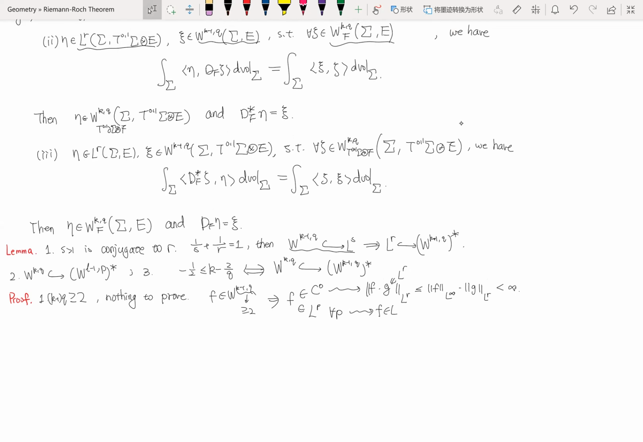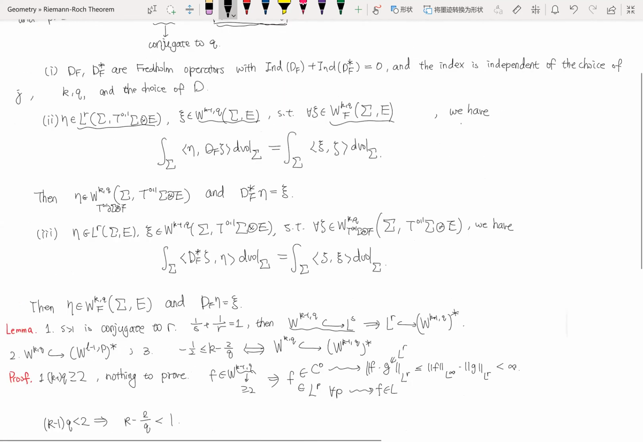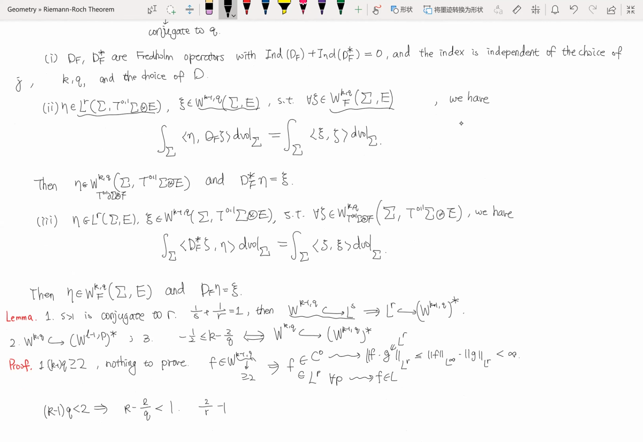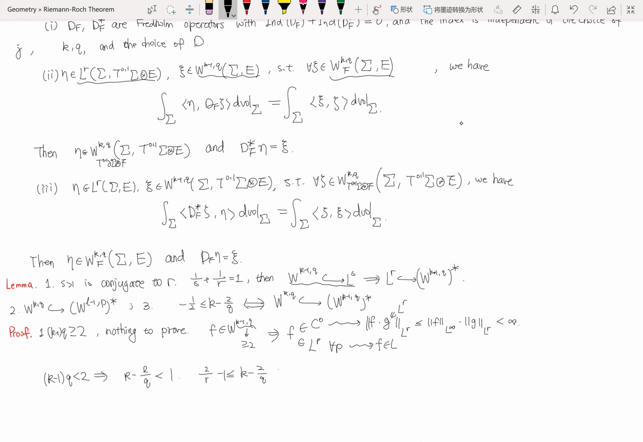So now we consider the case when K minus 1 times Q is bounded by 2. It's less than 2, and this implies that K minus 2 over Q is less than 1. Well, we have the relation of R, we have this relation. So this tells us that R over 2 minus 1 is bounded by K minus 2 over Q. We have K minus 1 is less than 1.